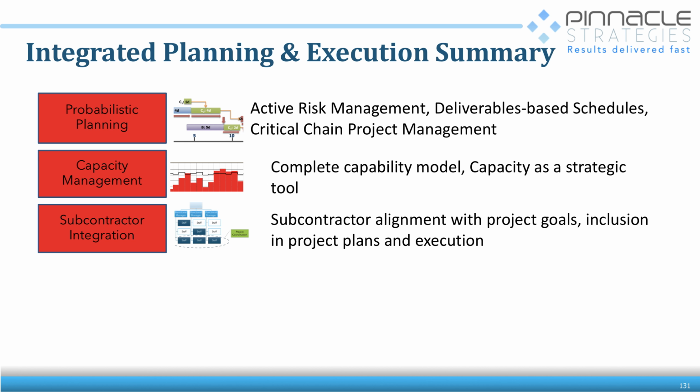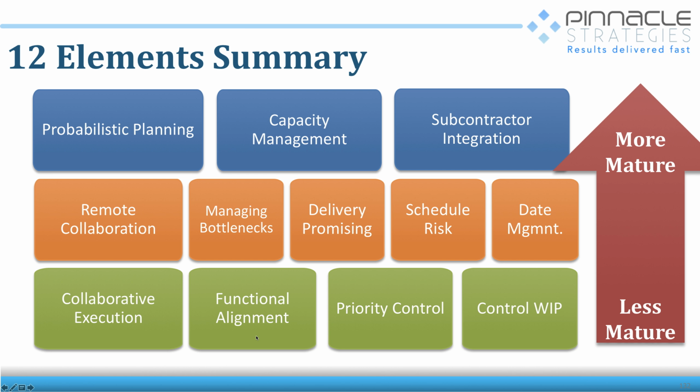So, summary. Probabilistic planning is active risk management, with deliverables-based schedules and critical chain project management. Capacity management is a complete capability model, using capacity as a strategic tool. And subcontractor integration is bringing the subcontractor into alignment with us, making them part of the team and fully aligned with what we're doing. So that's the 12 elements.